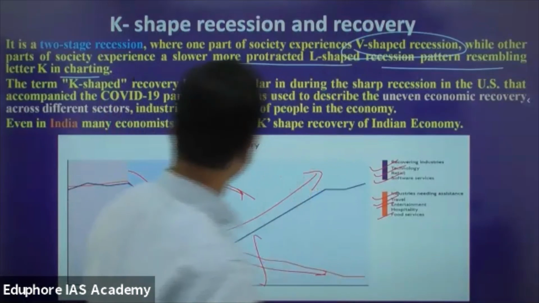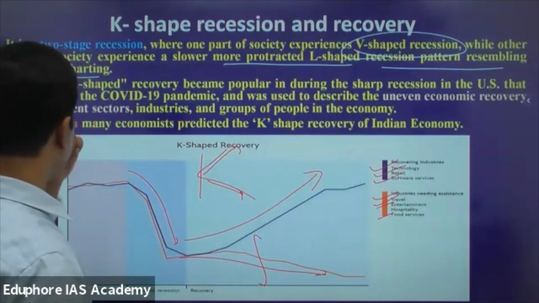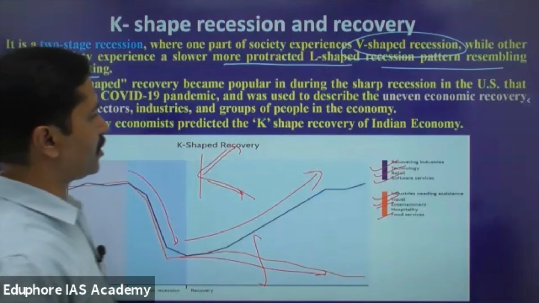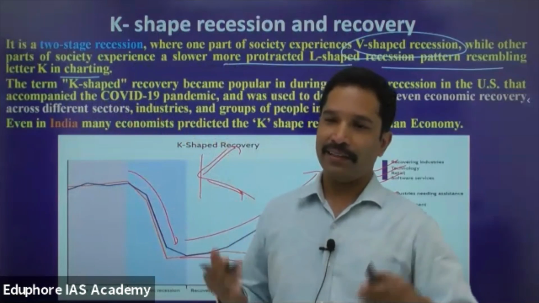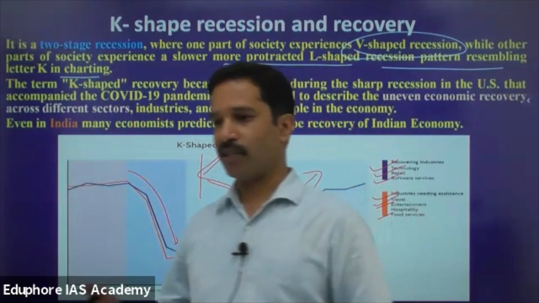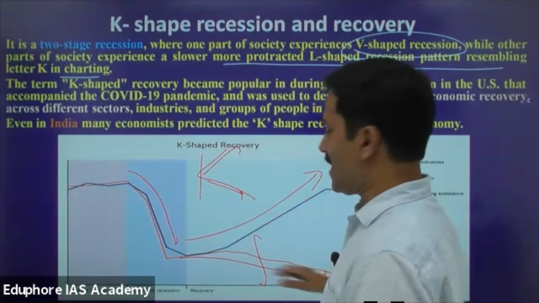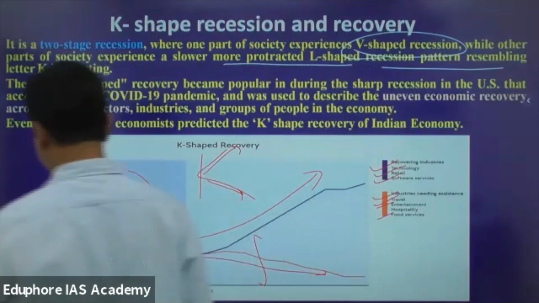So this is K-shape. So even in India, many economists predicted K-shaped recovery of Indian economy because few industries, they are rising, and many industries, they have experienced this protracted L-shaped trend line.